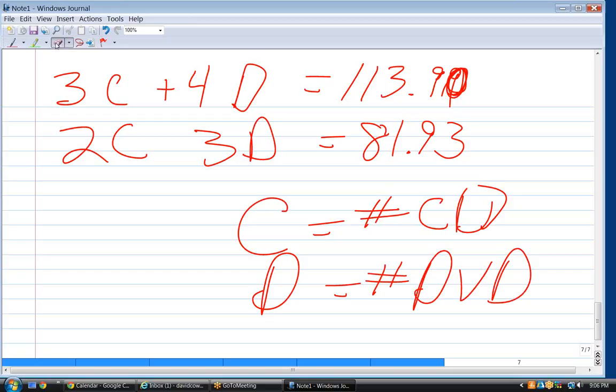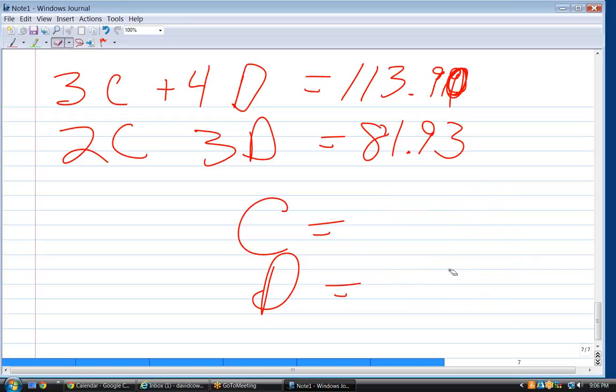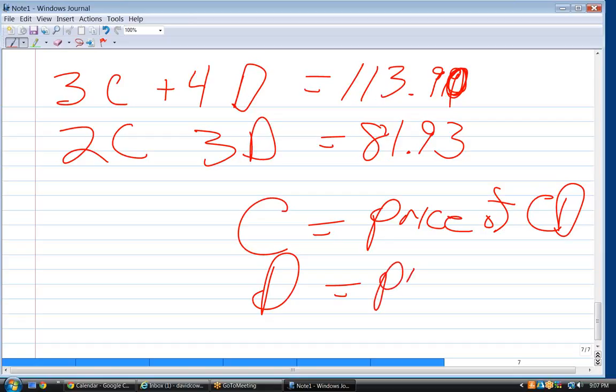Excuse me. That's not correct. C is the price. When you're defining your variables, it helps to define them as, are we talking the number of CDs or are we talking the price of a CD? Well, when you read the question, you said she bought 3 CDs and 4 DVDs for this price. So C must be the price of a CD, and D must be the price or the cost of a DVD.